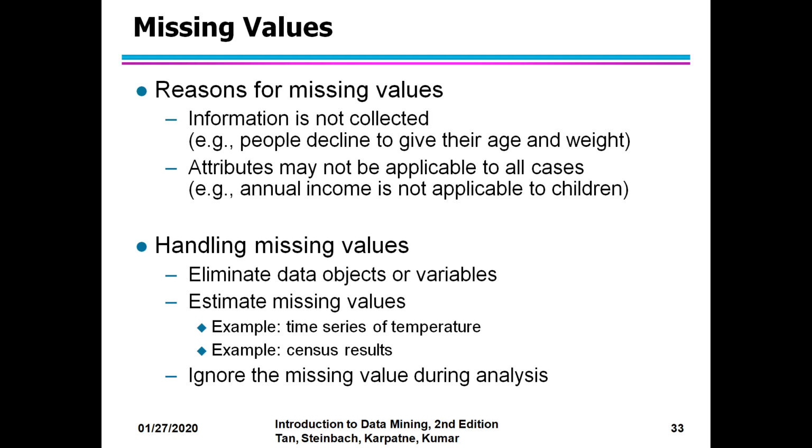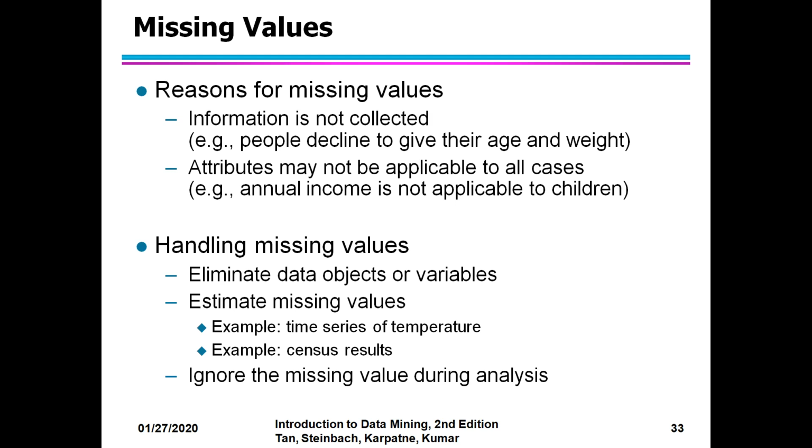Attributes may not be applicable to all the cases. For elders, annual income is applicable, whereas the attribute of annual income for children is not applicable. Because of that, for children annual income is a missing value, and for some elders age and weight is a missing value.